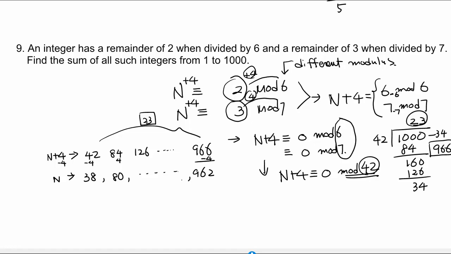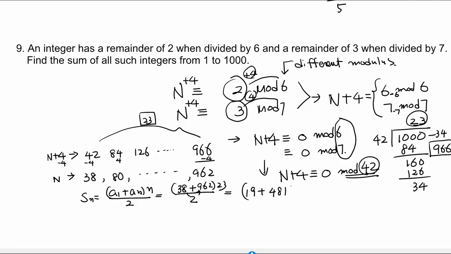Use the formula, okay? The sum of arithmetic formula. You know what the partial sum is? A1, first term, plus last term, times n, divided by 2. So first term is 38, last term is 962, and divided by 2 times 23, right? So 38 plus 962 is 1000, and you can divide by 2 first, okay?